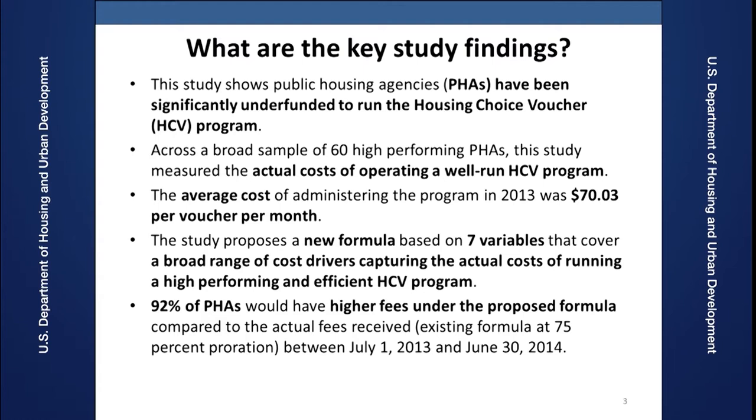Based on the costs estimated by the study, and then our analysis of the factors that affect those costs, the study goes on to propose a new formula with seven variables or formula inputs that cover a broad range of cost drivers, capturing the actual costs of running a high-performing and efficient HCV program. The study report also compares the fees that would be received under the proposed formula to those that were actually received under the existing formula between July 2013 and June 2014. This period was chosen because it was the latest data available at the time we did our analysis for the study. For this time period, the study found that 92% of housing authorities would have higher fees under the proposed formula compared to the fees that they actually received during this period under the existing formula.